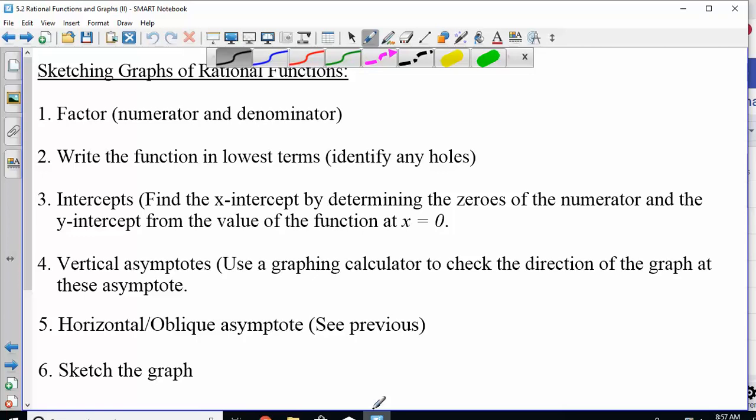Vertical asymptotes, which we talked about, that's when our denominator is 0. Figure out horizontal or oblique, and then we'll plot all of that stuff on our graph and use the graphing calculator to fill in the gaps to draw the final piece. Okay, so we have done all of these pieces individually. Now we're just putting it all together to draw a nice graph at the end.